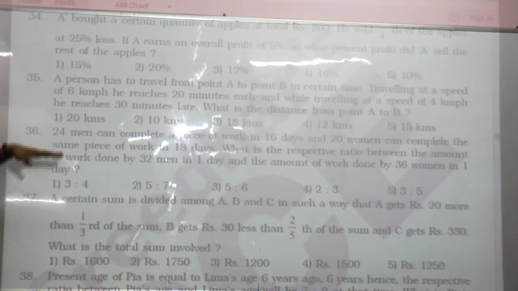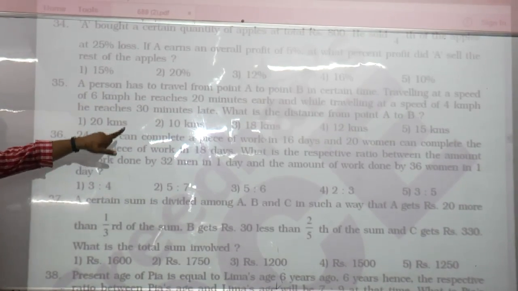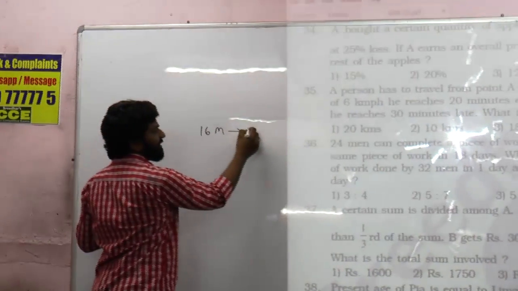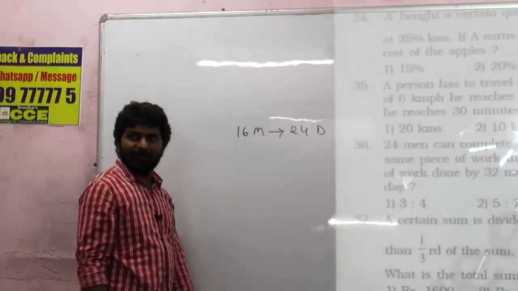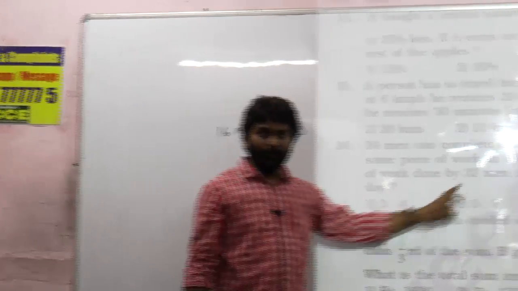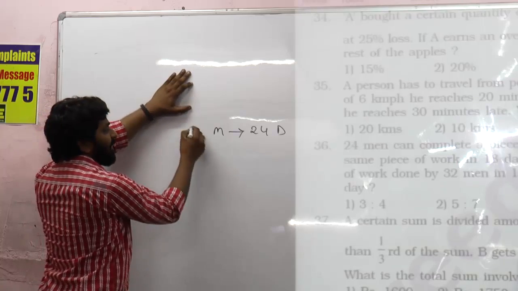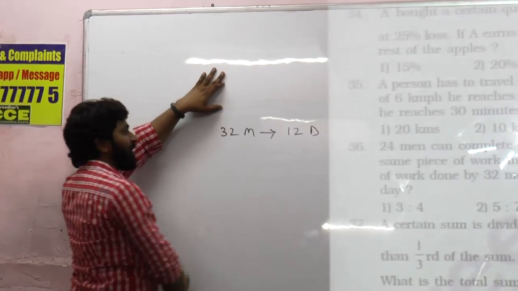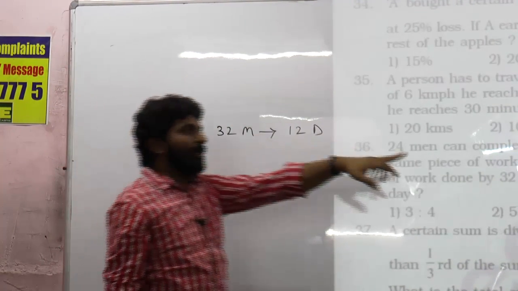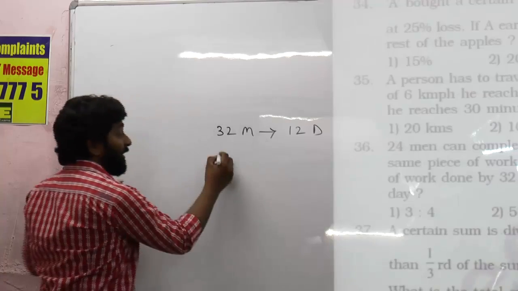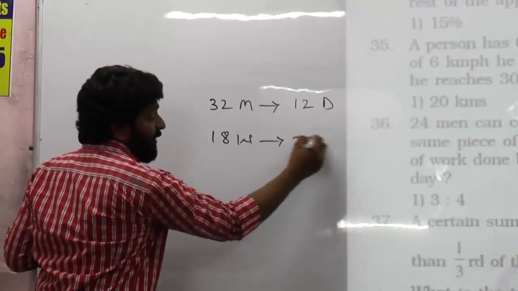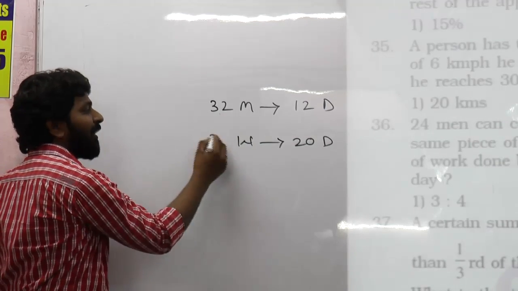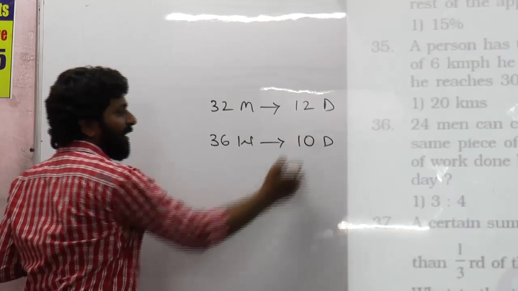Now, with respect to men data, 24 men can complete the work in 16 days. The same I can represent as 16 men can complete the same work in 24 days. But your question involves 32 men, so the same statement I can write as 32 men can complete the same work in 12 days. Next, 20 women can complete the work in 18 days, so 18 women can complete the same work in 20 days. But there you have 36 women, 18 two times, right? So 36 women can complete the same work in 10 days.